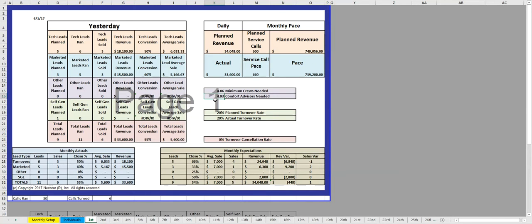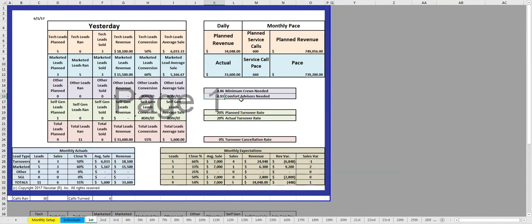All right, it says you need 4.9 comfort advisors. Well, you notice we only have 3, so the same thing. Because here's what happens. Again, I cannot stress the importance enough. This is a tool that is designed to drive max capacity. What I mean by that is you'll learn to manage your people through their strengths and not their weaknesses.